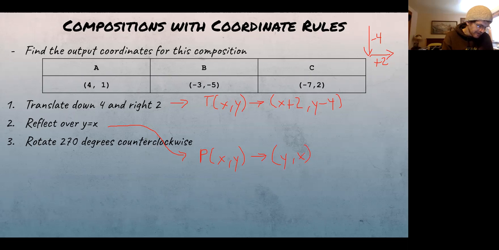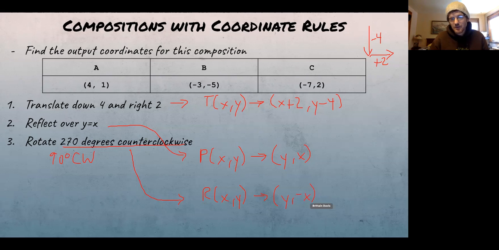And then lastly, I get this, which is rotate 270 degrees counterclockwise. But if I look at my coordinate rule reference sheet, we don't have that one. So I need to remember that 270 degrees counterclockwise is the same as 90 degrees clockwise. So 90 degrees clockwise and 270 degrees counterclockwise are the same. And I know that rule. This is going to be this rule right here, which is y, negative x.